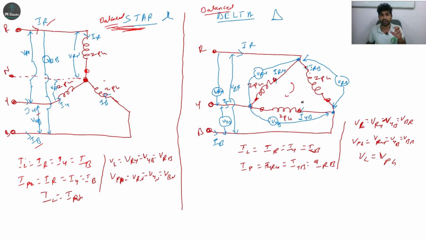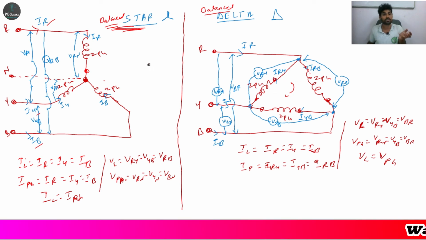And then delta, an end to end connection. This end is connected to the starting end of another winding. See, the finishing end of one winding is connected to the starting end of another winding. So similarly, it's a delta in shape. That's why it's called the delta connected one.